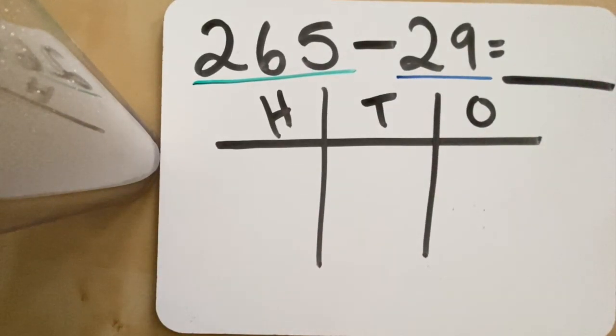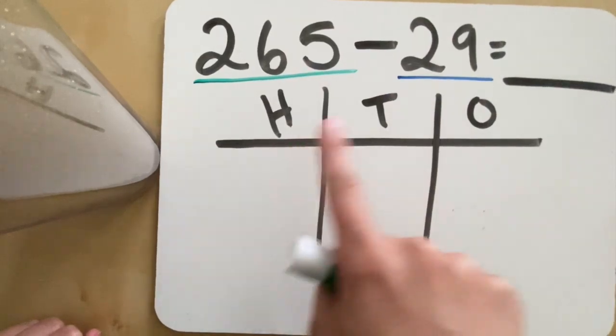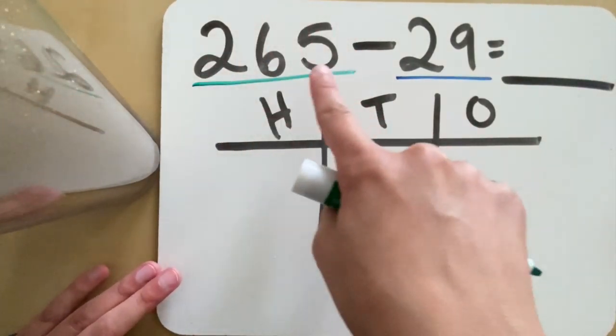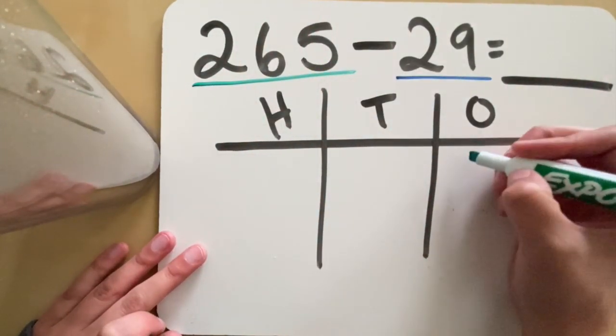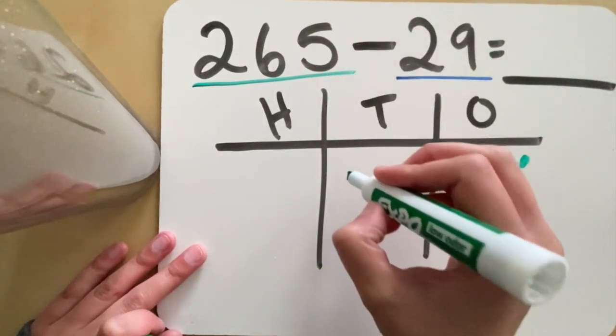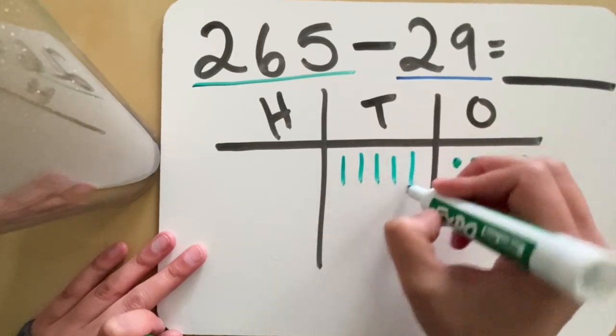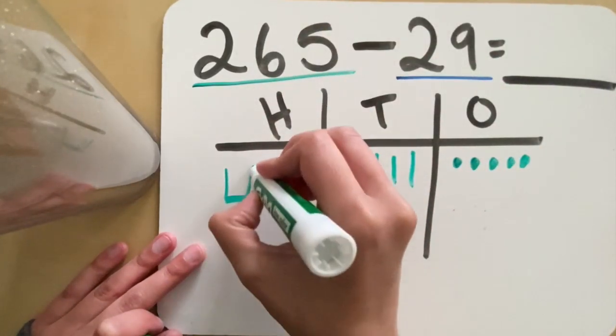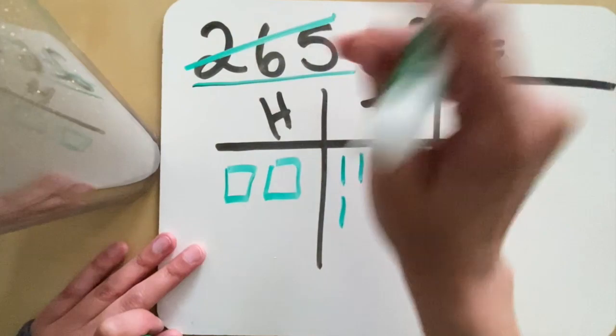Alright, we are back at it again, this time with a bigger subtraction problem. So let's take a look. Of course, with our HTO chart, the first rule is draw that hundreds, tens, and ones chart, then plug in your very first number. So I'm quickly going to plug in 265. We have 5 in our ones, 6 in our tens, and 2 in our hundreds. We cross that out, we're done.